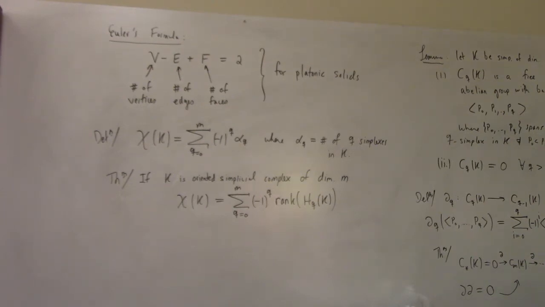So, was it Moise or Moss or... I don't know how to say that. M-O-I-S-E. Proved it for n equals 3. But then Milnor, in '61, constructed counterexamples to it for every n greater than or equal to 6.